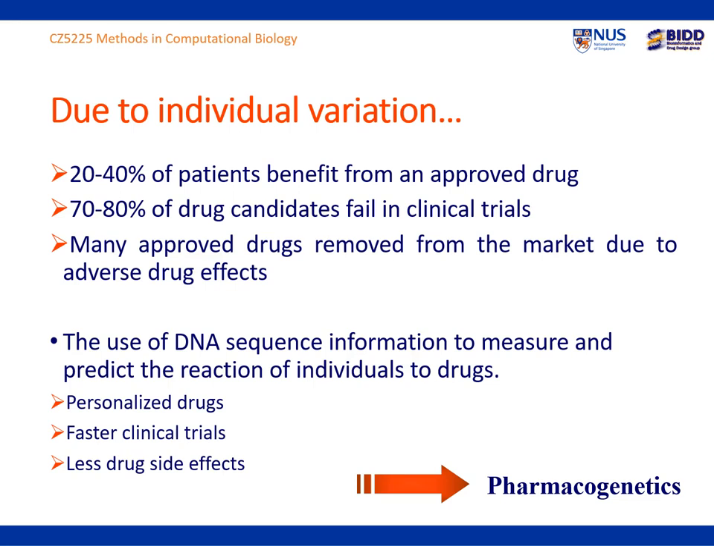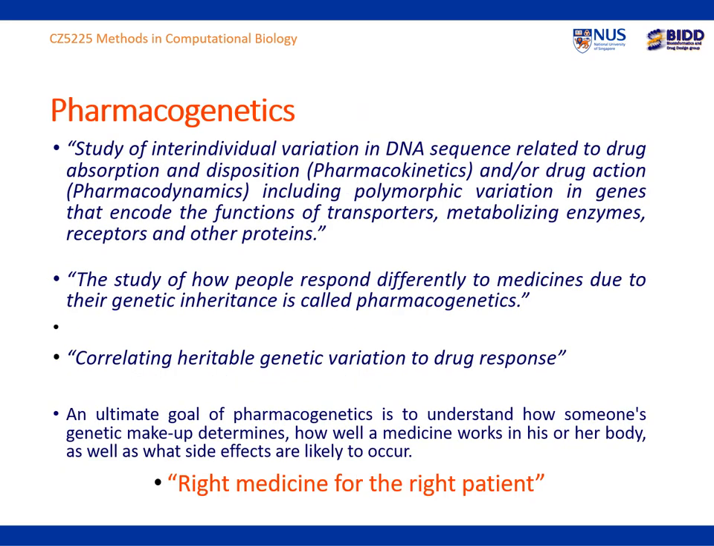That happens in clinical trial phase 4, that is usually after approval of the drug when it is being sold in the market. The use of DNA sequence information to measure and predict the reactions of individuals to a drug will lead to personalized drugs, faster clinical trials, and fewer drug side effects. And that is possible only when we study pharmacogenetics. So in order to solve this problem of differential drug response in a group of patients, we should look into the branch of science called pharmacogenetics.